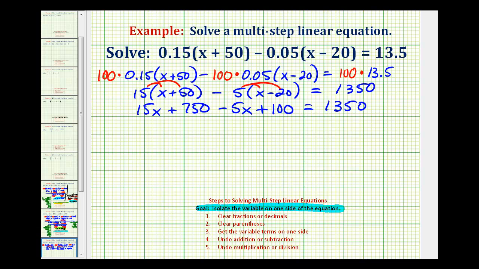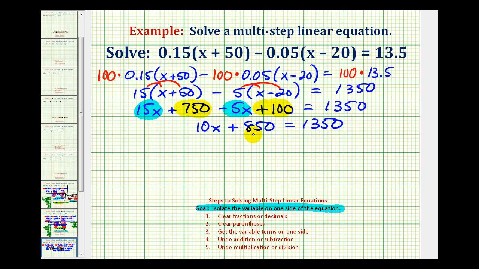And now we'll combine the like terms on the left side of the equation. Here we have 15x minus 5x. We can combine those two terms. We can also combine 750 plus 100. So 15x minus 5x is 10x. 750 plus 100 is 850 equals 1,350.